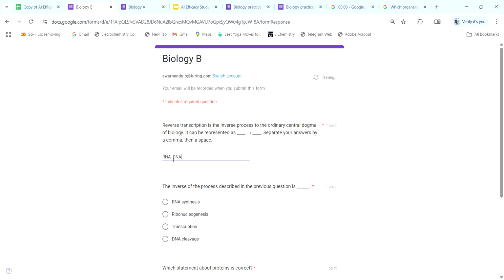The inverse of the process described in the previous question: RNA synthesis, ribonucleogenesis, transcription, DNA clip. So this should be transcription.